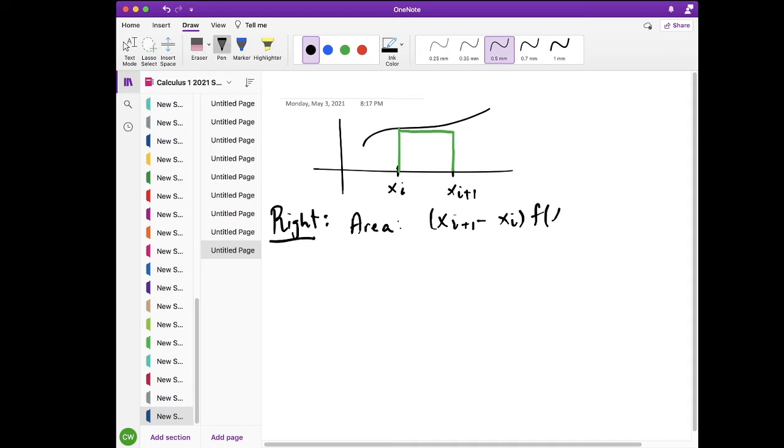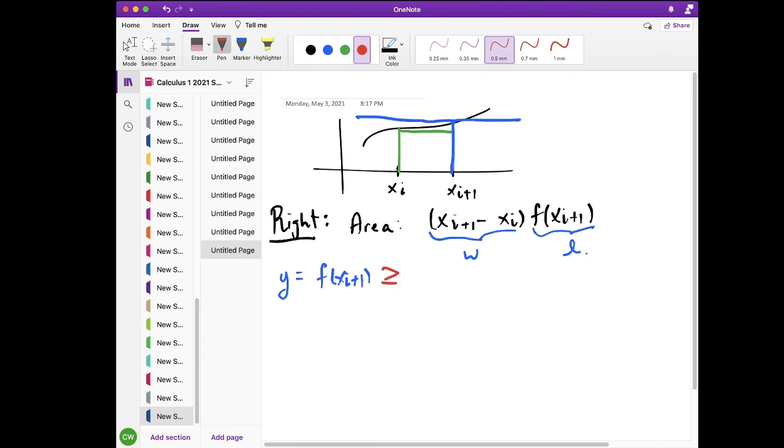Yes, f of xi plus 1. This is your w, and this is your length. Okay, so now we look at the function y equals f of xi plus 1. So this is a function, still a horizontal line. Now, do you agree that y equals f of xi plus 1 is greater than f of x on this interval? Do you see why?